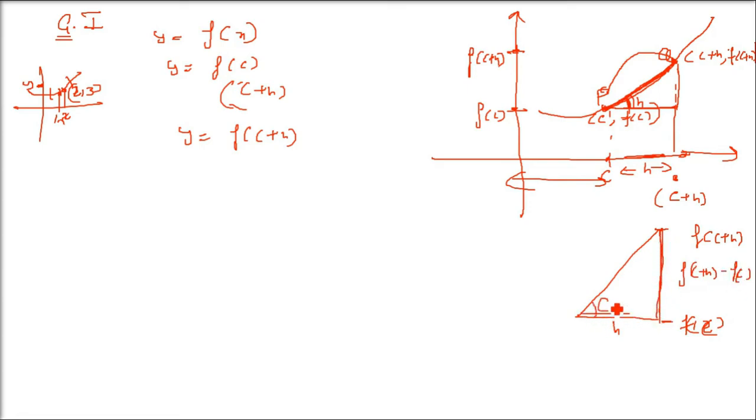And what is the x distance? It's h. So we have to find out theta. What is tan theta? Tan theta is perpendicular by base. That is f(c plus h) minus f(c) divided by h. This is tan theta. So this tan theta, now I am not asking about 2 points. I am saying just P and Q should be together.